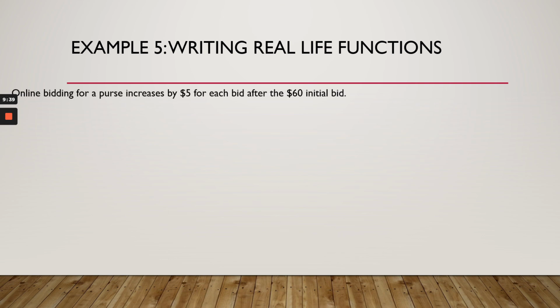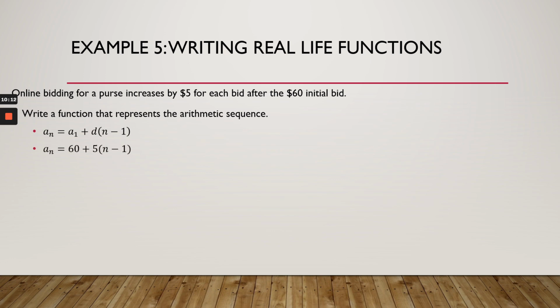All right, so online bidding for a purse increases by $5 for each bid after the initial $60 bid. So we want to write a function that's going to represent this arithmetic sequence. We know it's an arithmetic sequence because it keeps on increasing by the exact same amount. Okay, so we'll have a common difference. Two things we need to figure out are the first term, so they say the initial bid is 60, and what the common difference is, 5. It keeps on going up by 5. There it is. We've got our arithmetic sequence.